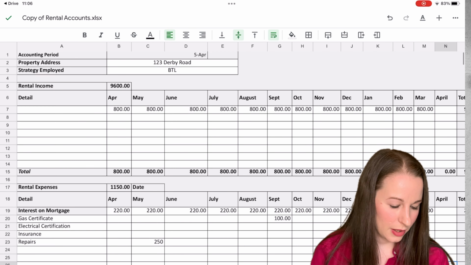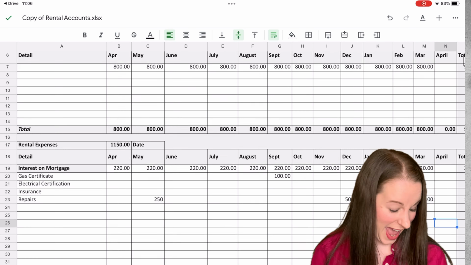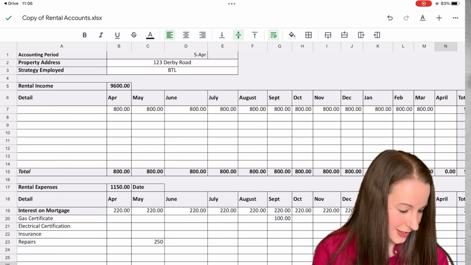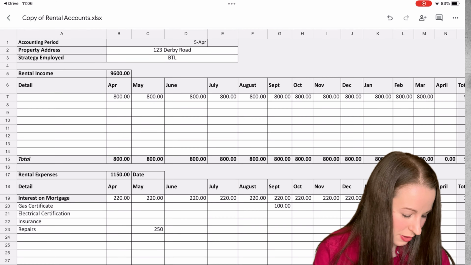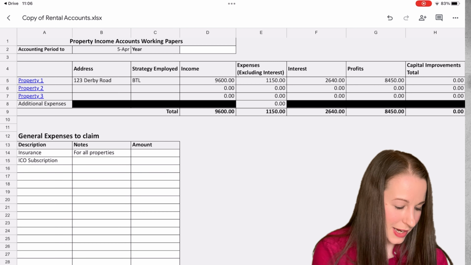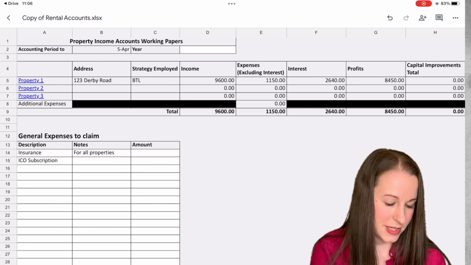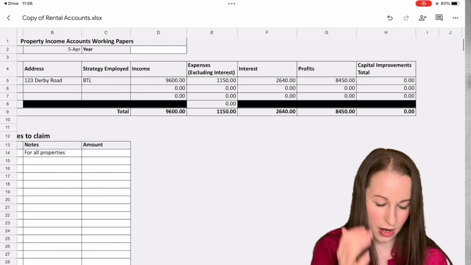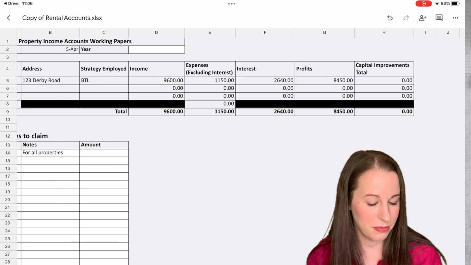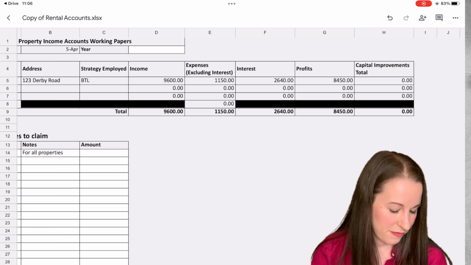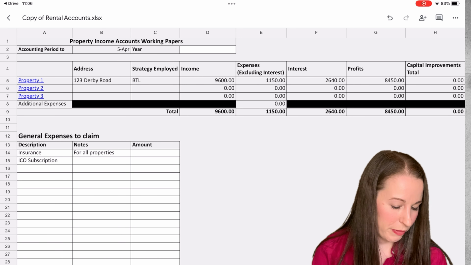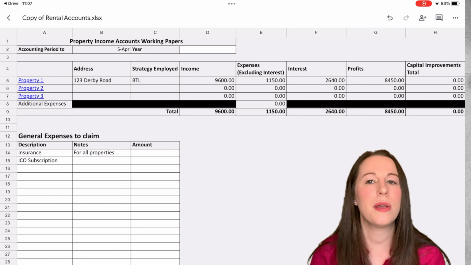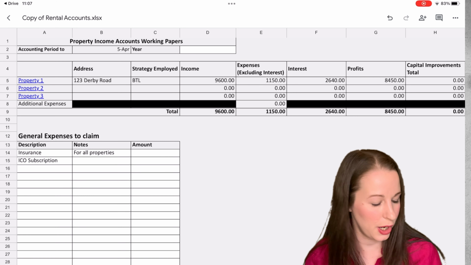Now, that kind of enters everything on that basis. So we can now go back to our summary page and we'll now be able to see that we've got the property, the strategy, the income, the expenses, our interest, and arguably our profits on that property, which we've got a nice profit.